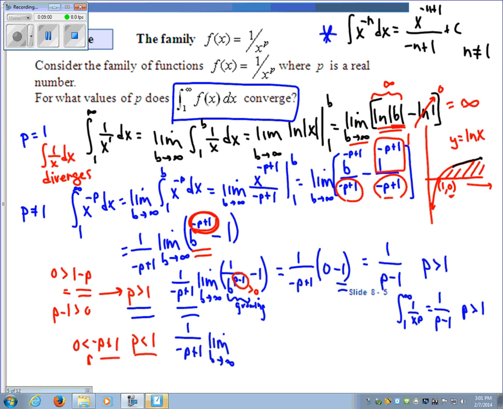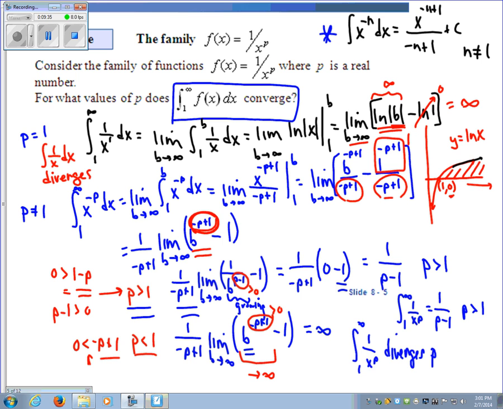So I'm just going to leave it in the numerator. So I've got b to the minus p plus 1 where this is positive, and then I've got my minus 1. Now as b is getting closer and closer to infinity, I've got this number growing with a positive exponent on it, which means that it's going toward infinity. So this part would approach infinity. And so that means that this limit is going to be infinity, and that means that this integral from 1 to infinity, 1 over x to the p, diverges. It approaches infinity if the p is actually less than 1.